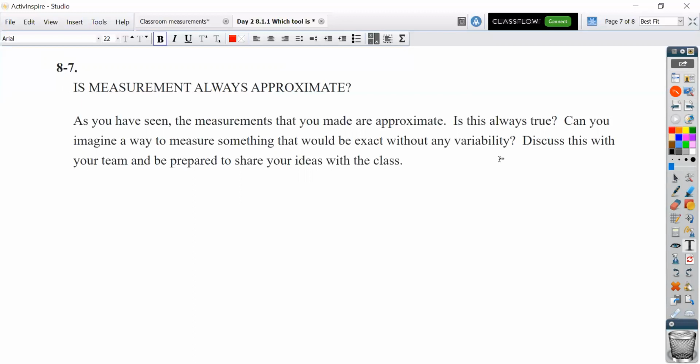If we wanted to get really close, we could have a tape measure that's as long as the whole classroom, and I bet you everybody's going to get within the same inch, or maybe even closer to the same number, like half an inch. So I think it just depends on the measurement tool, how close our answers will be together when we're doing that. So can you imagine a way to measure something that would be exact? No, not exact, but we're getting closer and closer with digital measuring tools or laser measuring tools and things like that. So you can put down an answer for yourself for 8.7.